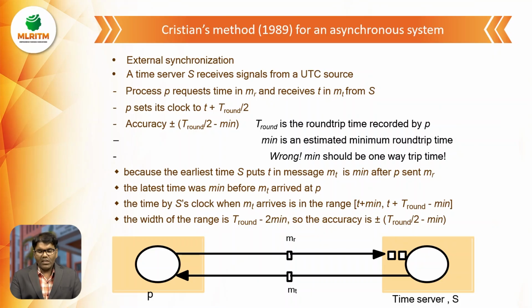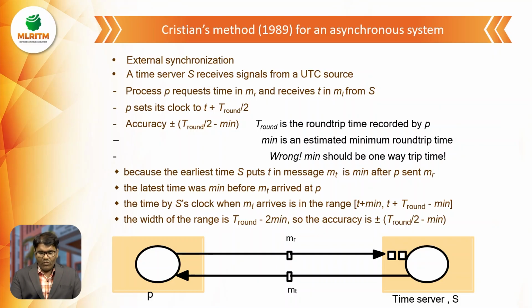The time by server S's clock when the message mt arrives is in the range of t plus min to t plus T_round minus min. The width of the range is T_round minus 2 min. So the accuracy is plus or minus (T_round by 2 minus min).